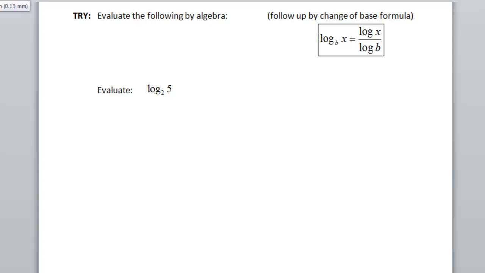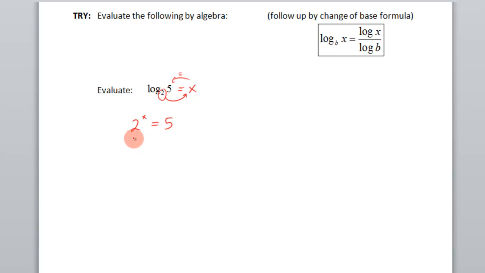Alright, let's have you try one here. See if you can work it by algebra and then also work it out with the change of base formula. Okay, go ahead and pause it and see if you can do either of those, or hopefully both. Okay, the algebraic approach is I set it equal to some unknown and I change it to exponential. 2 to the power of x equals 5, right? 2 to the power of x equals 5.